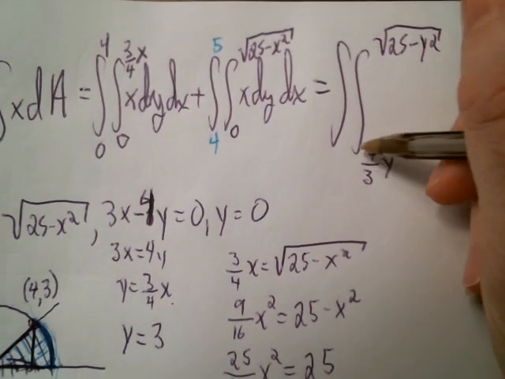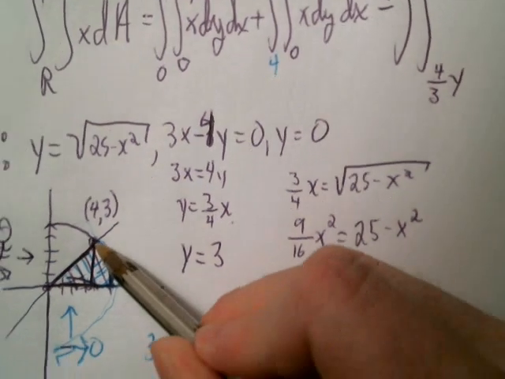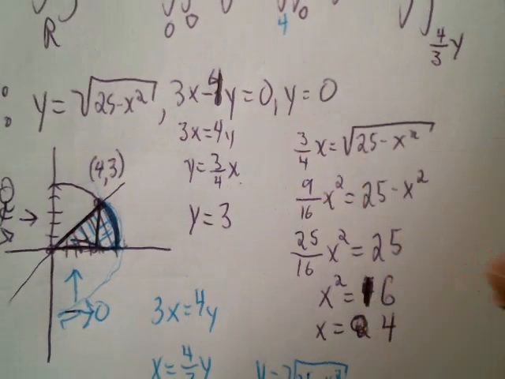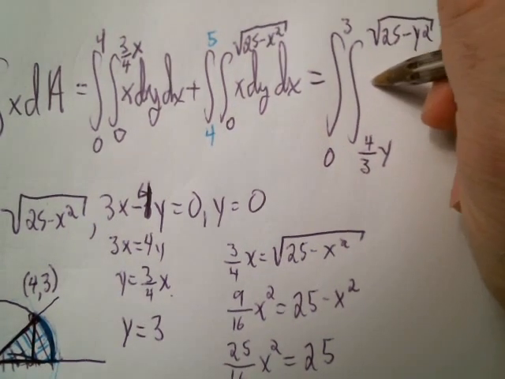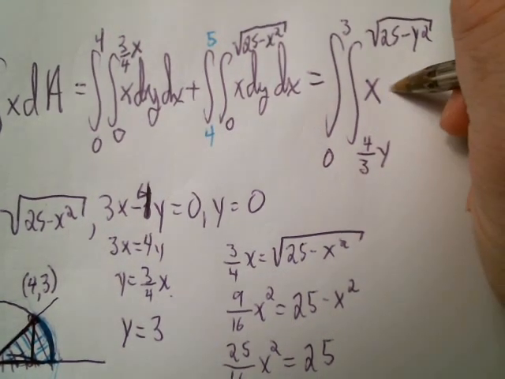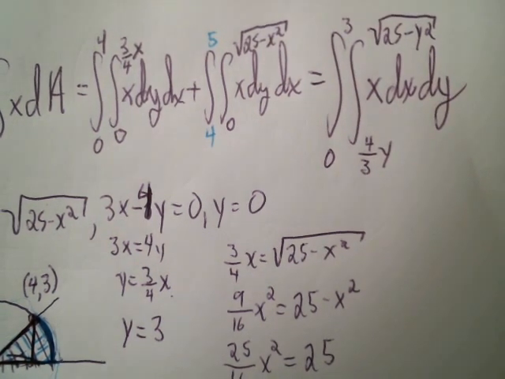Then the Riemann man is running from 0 to the y coordinate of that intersection point, right? And that y coordinate is 3, so that'd be 0 to 3. And then the guts of the integral are the same, we just have reversed, instead of dy dx, dx dy. Okay, so that one's a little harder.